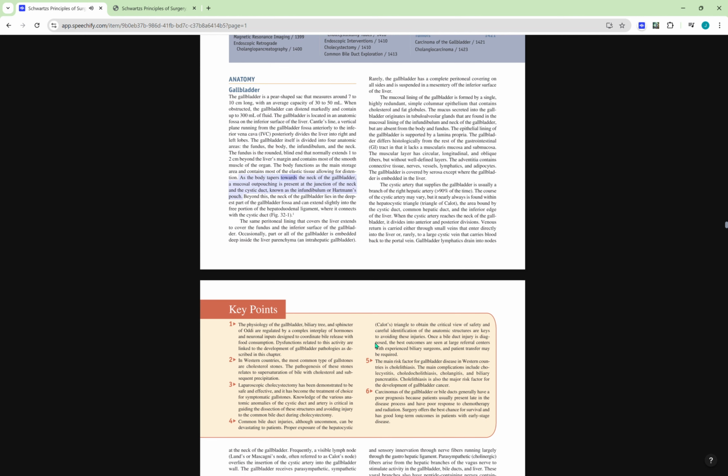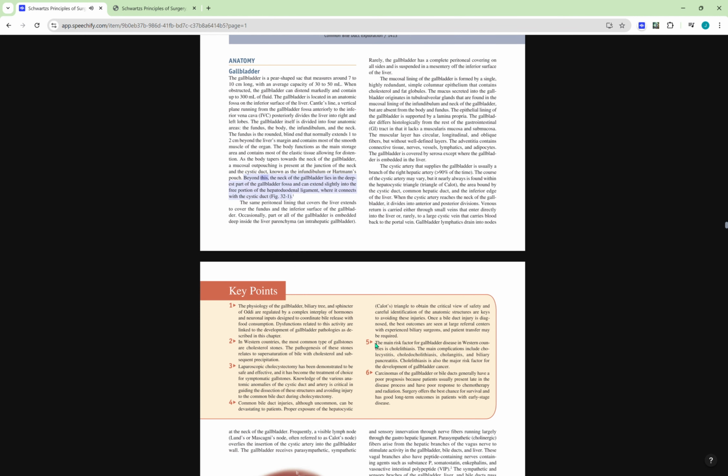As the body tapers towards the neck of the gallbladder, a mucosal outpouching is present at the junction of the neck and the cystic duct, known as the infundibulum, or Hartmann's pouch. Beyond this, the neck of the gallbladder lies in the deepest part of the gallbladder fossa and can extend slightly into the free portion of the hepatoduodenal ligament, where it connects with the cystic duct.